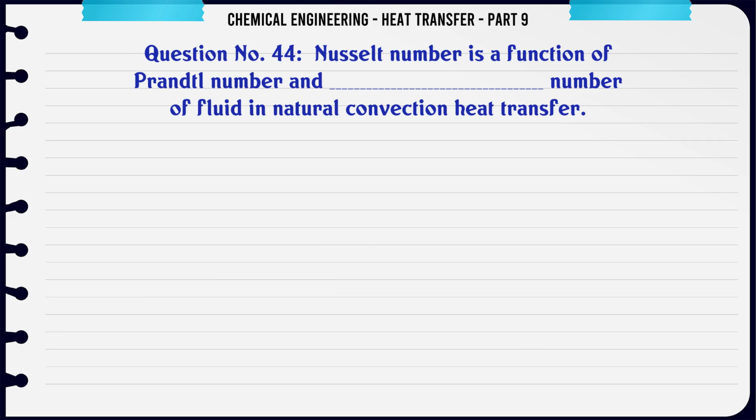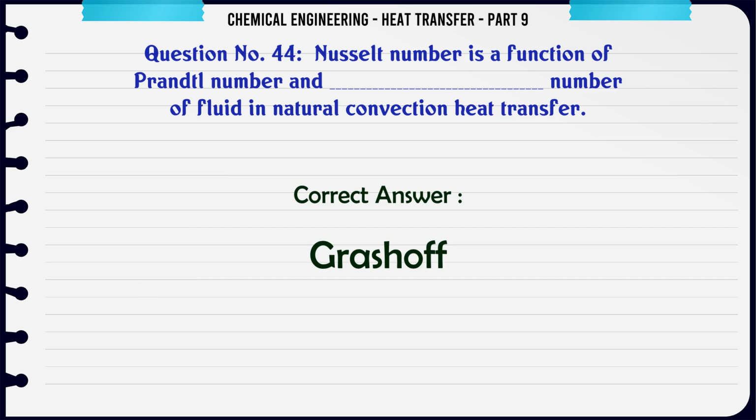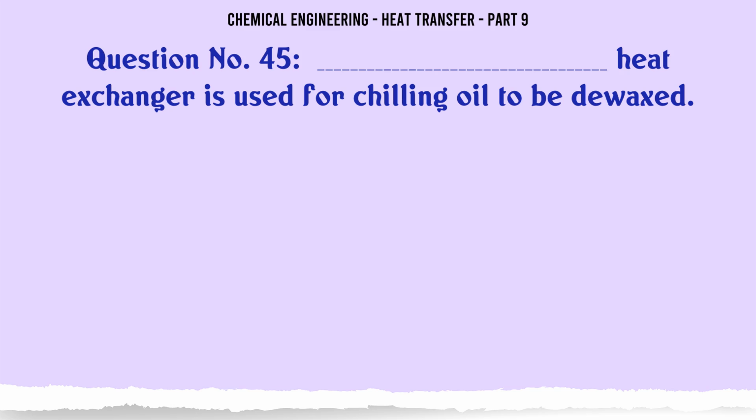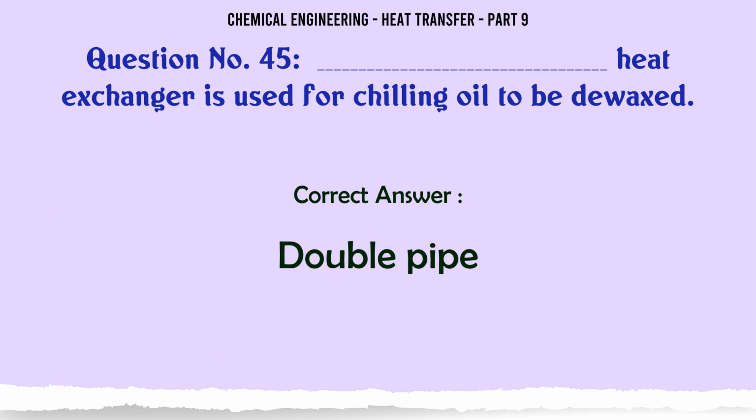Nusselt number is a function of Prandtl number and number of fluid in natural convection heat transfer. A. Kirchoff, B. Biot, C. Stanton, D. Reynolds. The correct answer is Kirchoff. Heat exchanger is used for chilling oil to be dewaxed. A. U-tube, B. double pipe, C. fixed tube, D. floating head. The correct answer is double pipe.